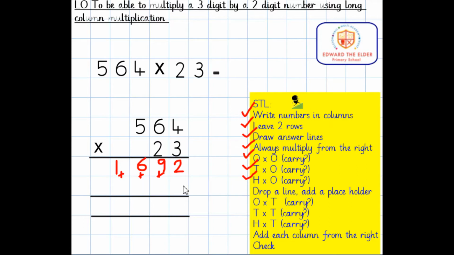The next step is very important when multiplying by a 2-digit number. It asks me to drop a line and add a placeholder. This is because we have finished multiplying by the ones and we are now multiplying by a tens number. So again, I will follow the steps. 1 multiplied by the tens. So 4 multiplied by the 2 gives me 8.